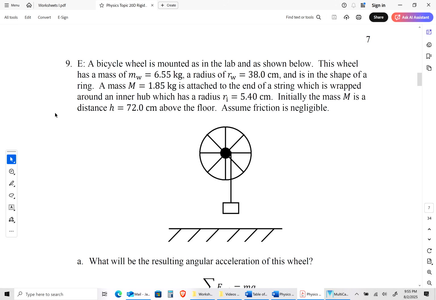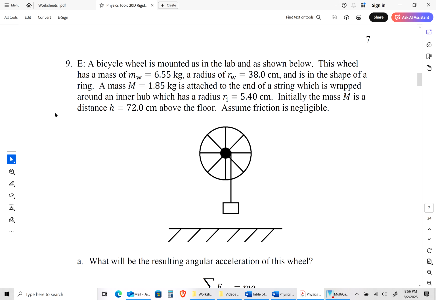Question 9, a bicycle wheel is mounted as in the lab and as shown below. This wheel has a mass of 6.55 kilograms. A radius R sub W is 38 centimeters and is in the shape of a ring. A mass M equals 1.85 kilograms is attached to the end of a string which is wrapped around an inner hub which has a radius R sub I is 5.4 centimeters. Initially, the mass M is a distance 72 centimeters above the floor.